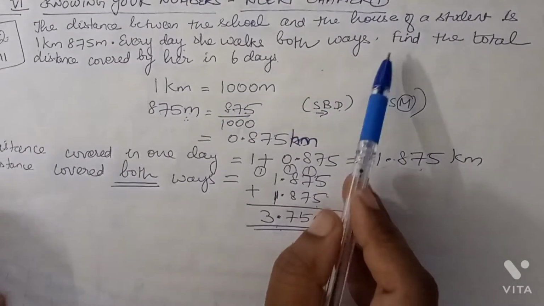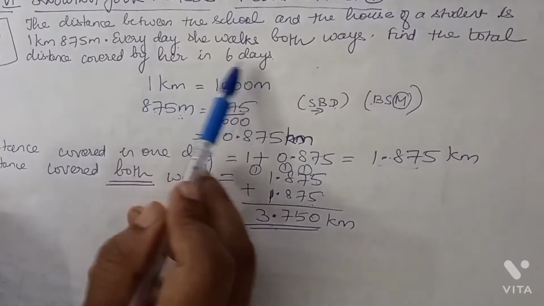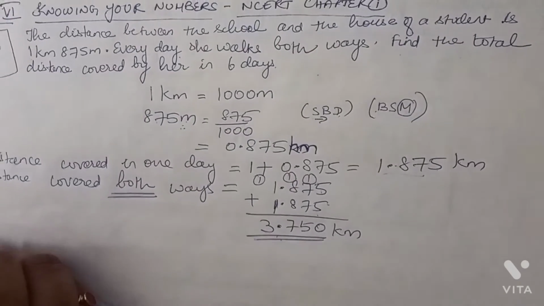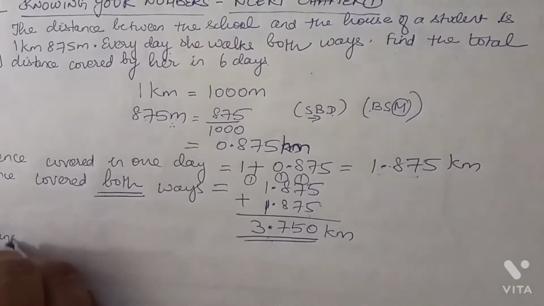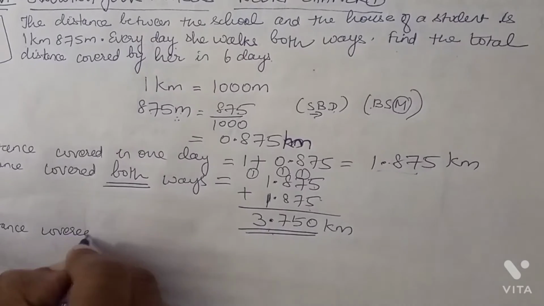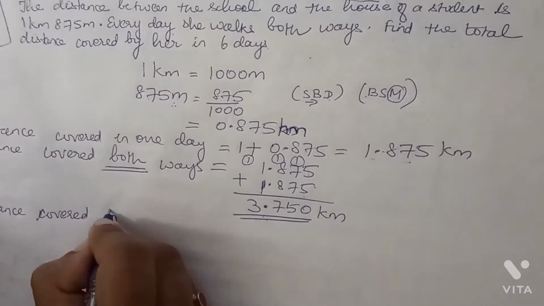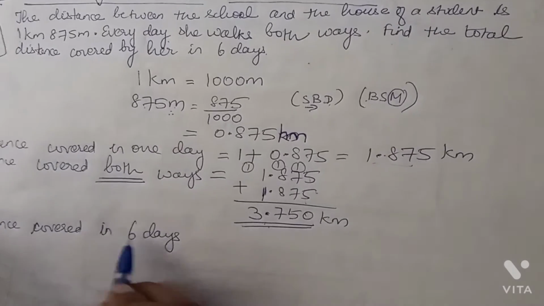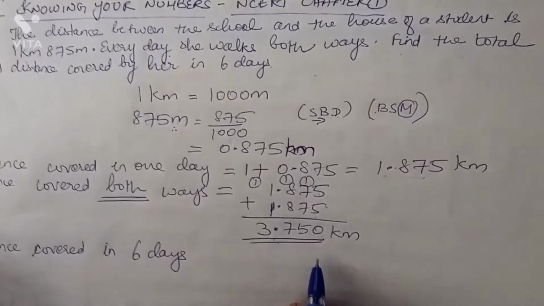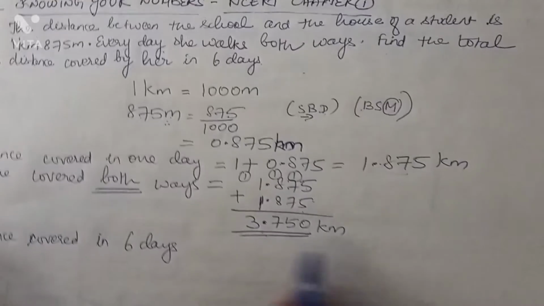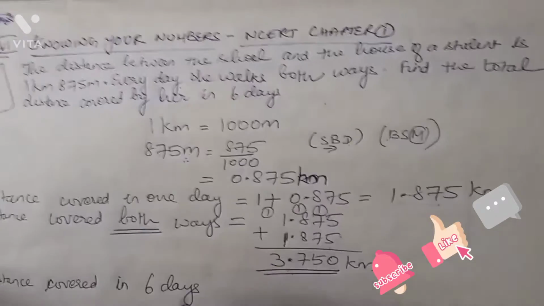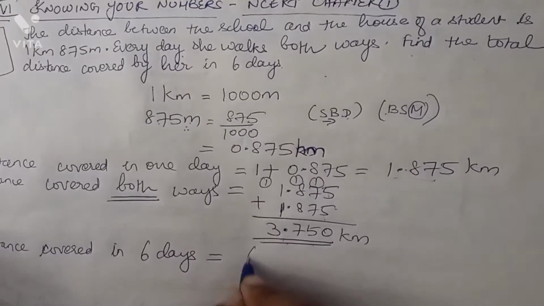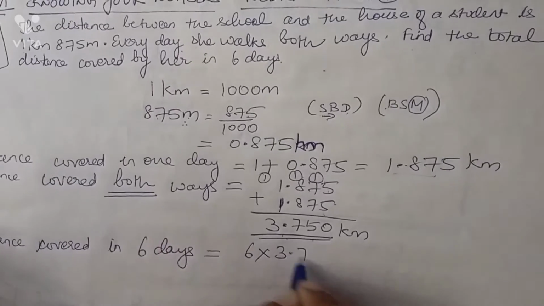The question is, find the total distance covered by her in 6 days. What should I do? 1 day this much, so 6 days how much? What is the operation? I have already told you. If they give for 1 day and ask for so many days, we should multiply. So 6 into 3.75.